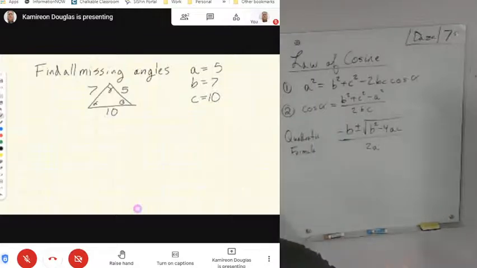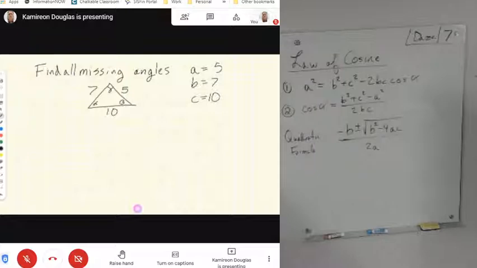On a problem like this, it is impossible to do the law of sines, because if you look at it, the opposite ones, there's no angles. So I can't set up an equation with one variable. It is impossible. So in this case, this is one where the law of cosines is the only one that works.